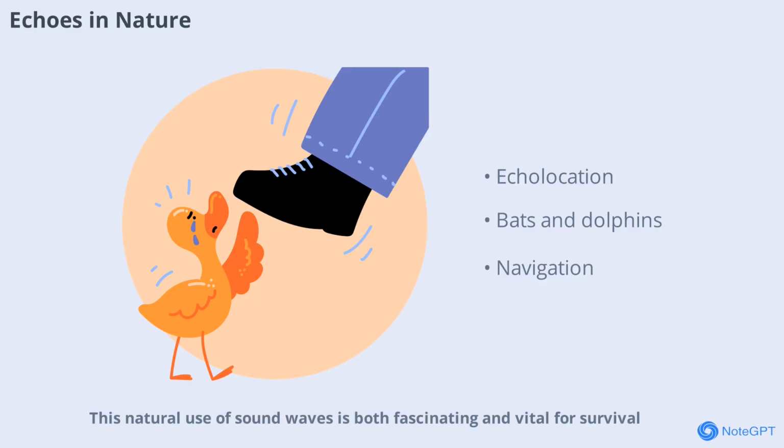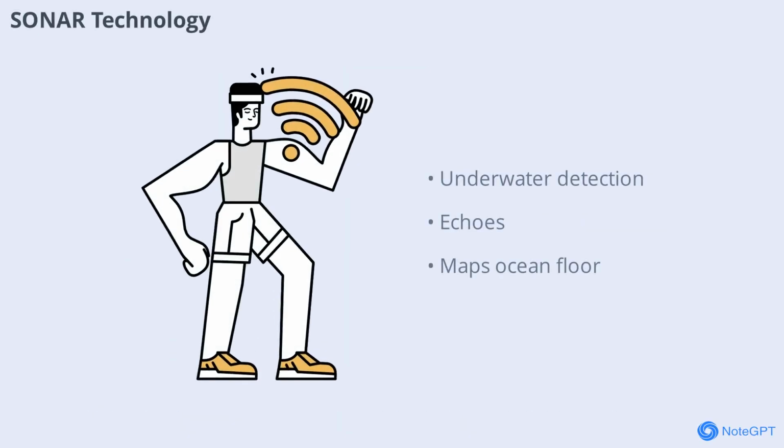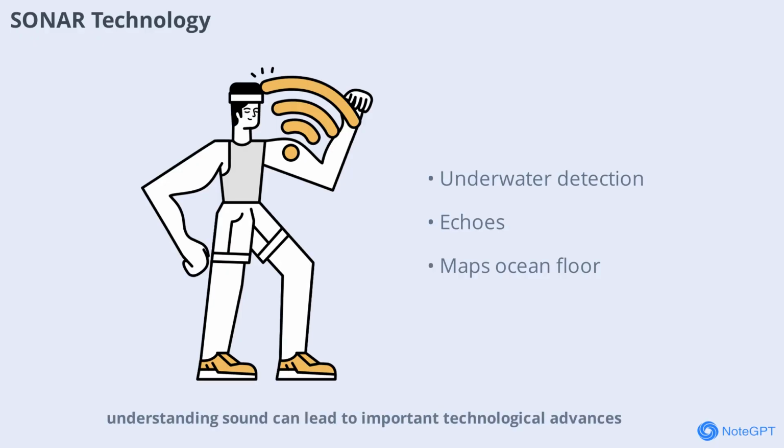This natural use of sound waves is both fascinating and vital for survival. SONAR stands for Sound Navigation and Ranging. It uses sound waves to detect objects underwater. Ships and submarines send out sound pulses and listen for echoes to map the ocean floor or locate other vessels. SONAR is a powerful example of how understanding sound can lead to important technological advances.